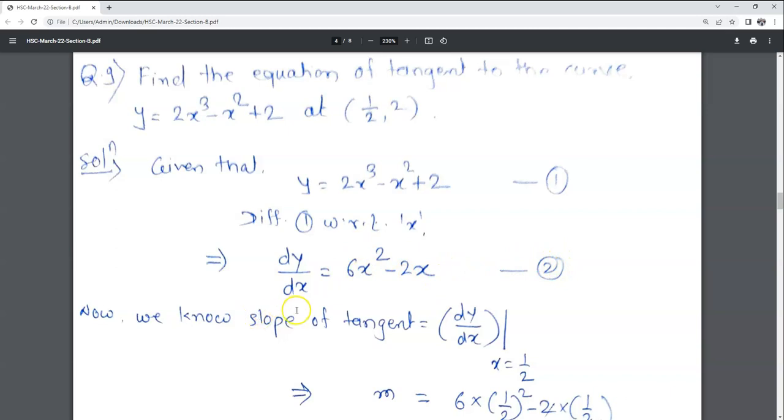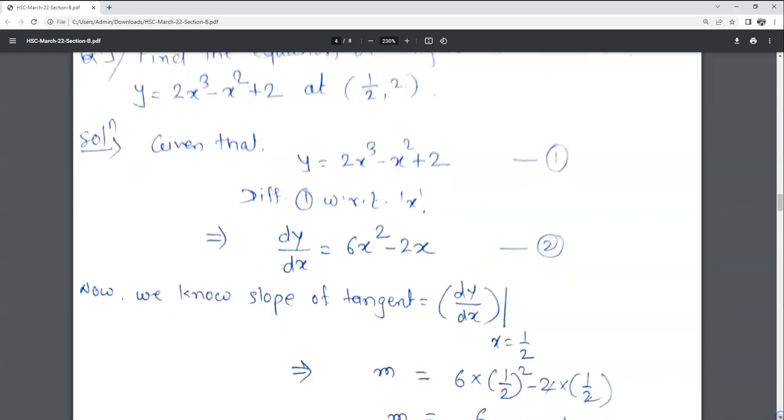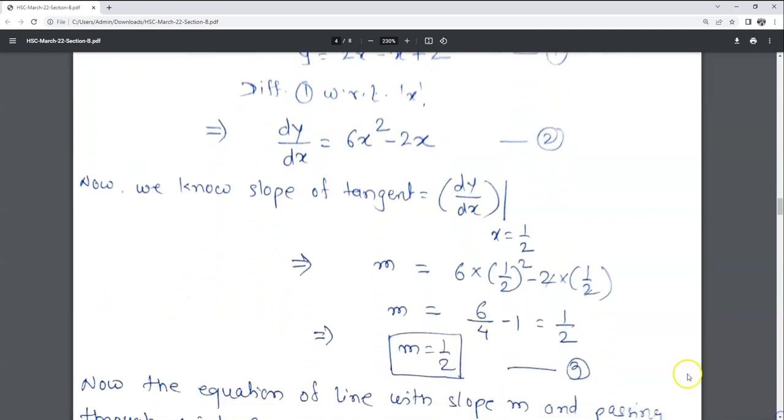Now, we know that the slope of the tangent is what? The derivative at that particular point. That means we know the slope of the tangent is the derivative at the point that is given. Okay. Now, this is dy by dx at x is equal to 1/2. So let the slope always be denoted by m. Correct. So just put the value of x is equal to 1/2 here.